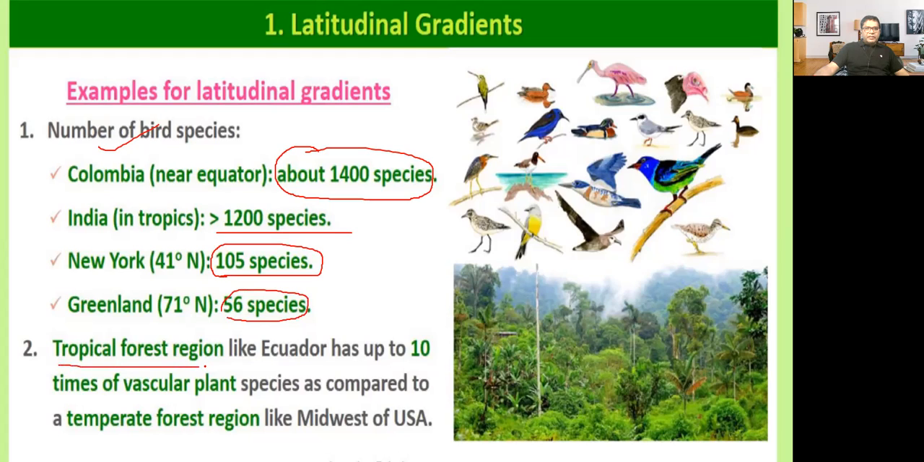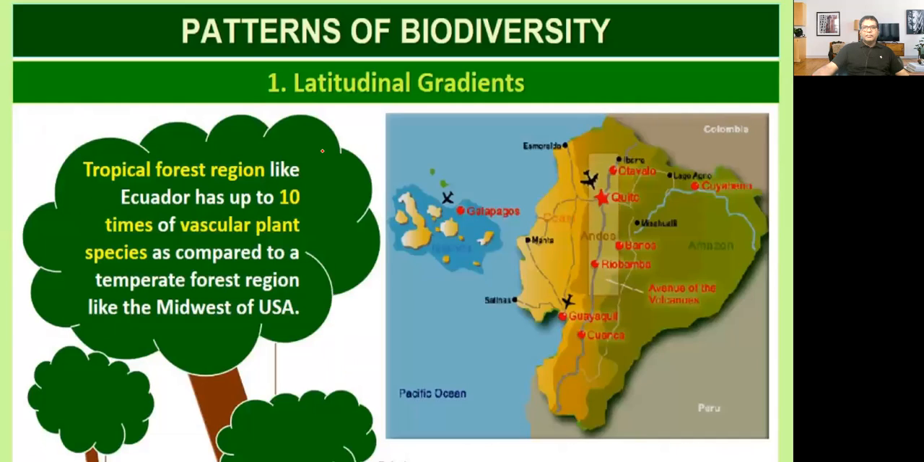Tropical forest regions like Ecuador have up to 10 times the vascular plant species as compared to temperate forest regions like the Midwest of USA.